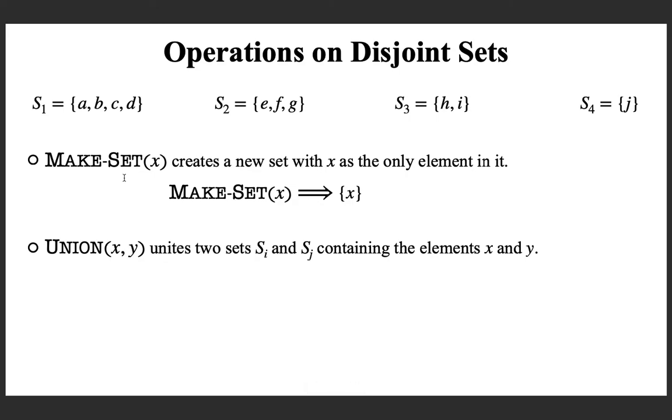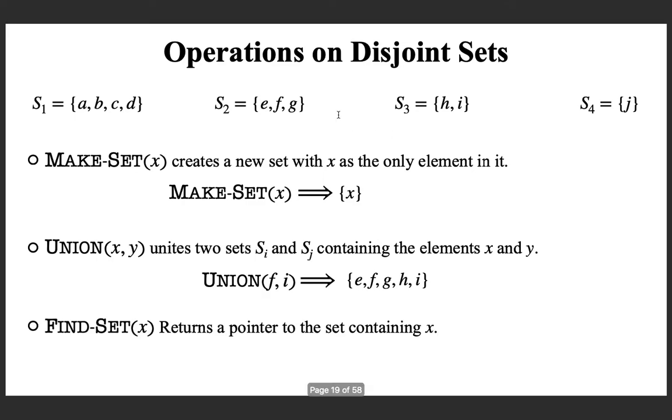Another operation is union x y, which takes 2 elements x and y and joins, or takes the union of, the sets containing x and y. For example, if you pass F and I as elements to the union operation, then it takes S2 and S3 and performs the union between them. So the result will be the union of these two sets.